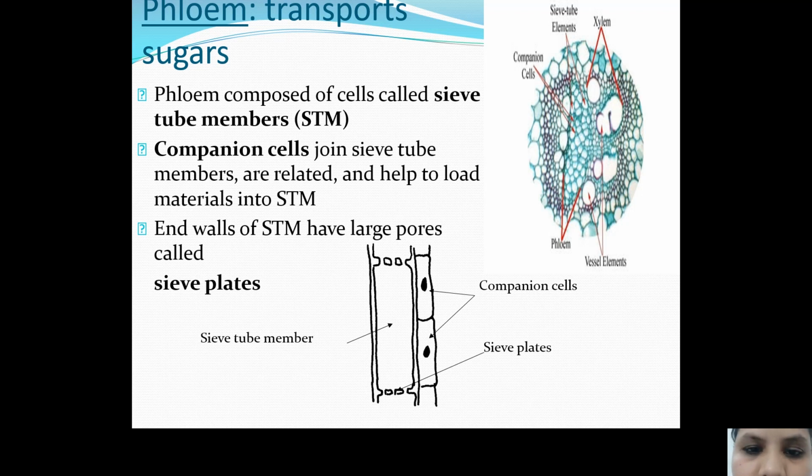Phloem also consists of different elements. Phloem is composed of sieve tube members and companion cells. And here you can take a look at the diagram of the phloem, which will give you an idea to understand the secondary growth, how the phloem is arranged in the secondary tissues.